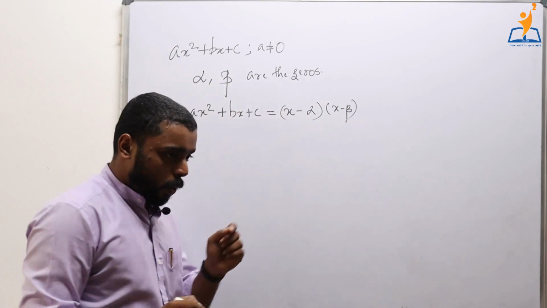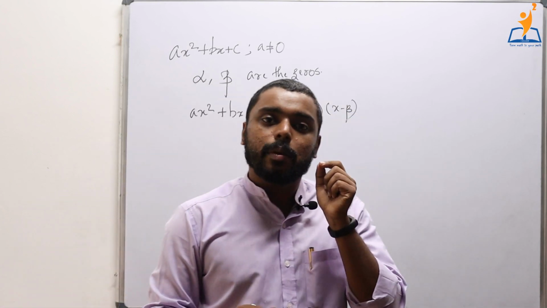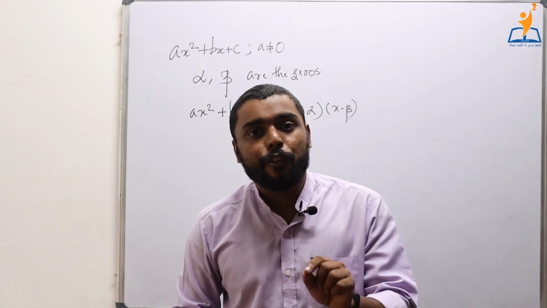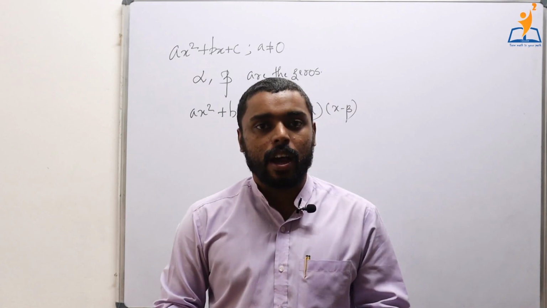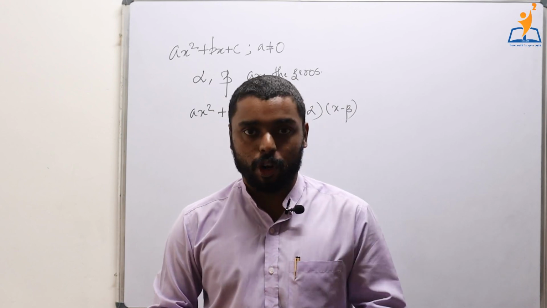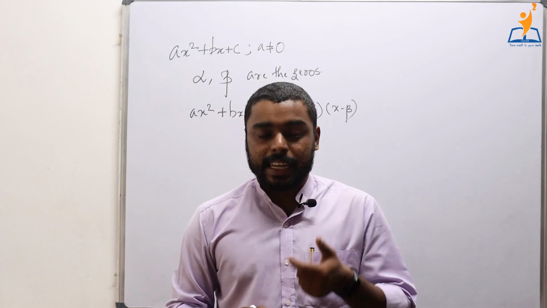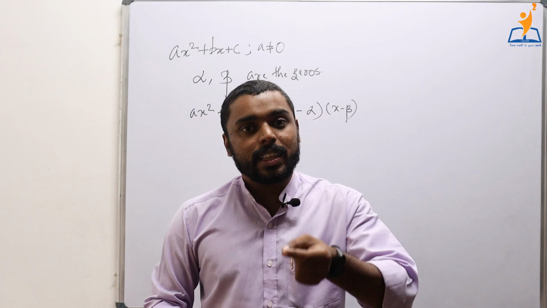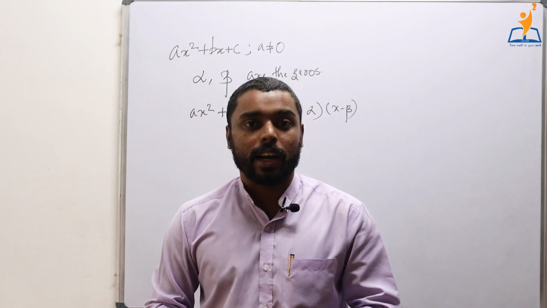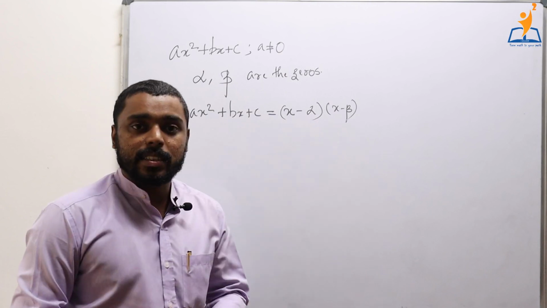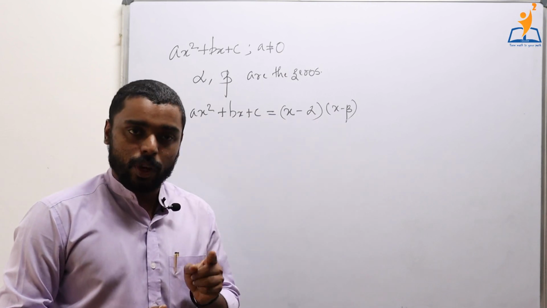Why? Because if alpha and beta are the zeros of a polynomial, then definitely x minus alpha and x minus beta will be the factors of the polynomial. Since a second degree polynomial can have at most 2 zeros, it will have at most 2 factors. Then this polynomial can be expressed as the product of its factors, right?